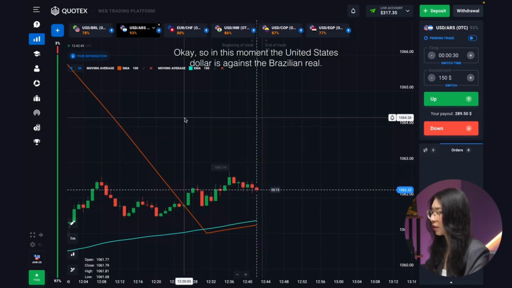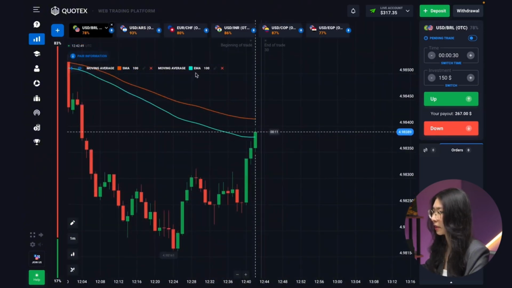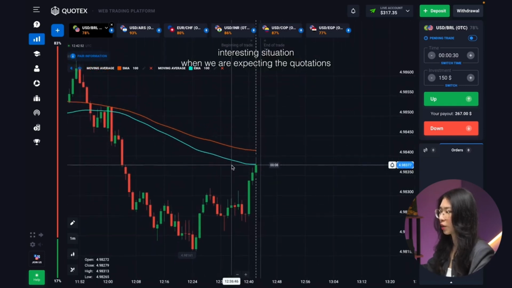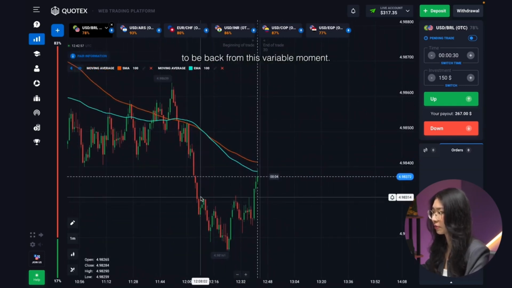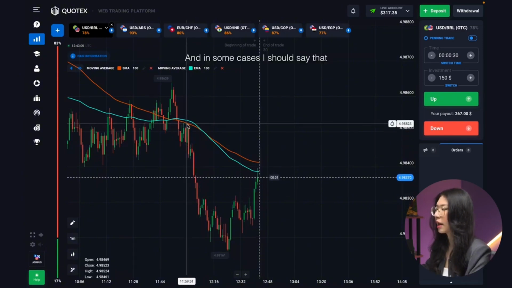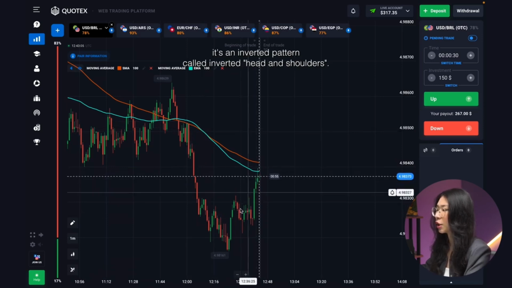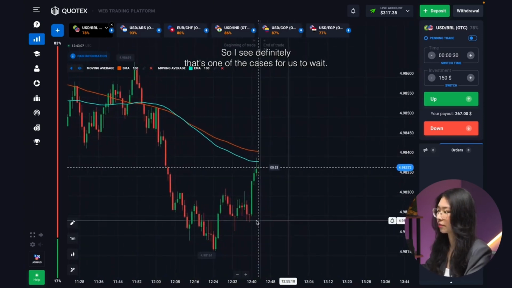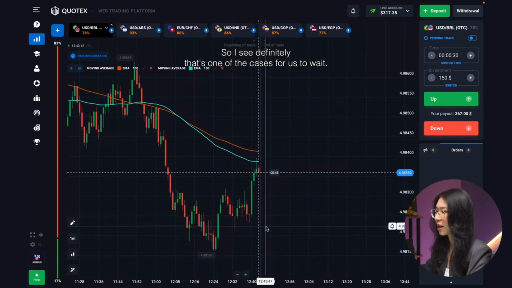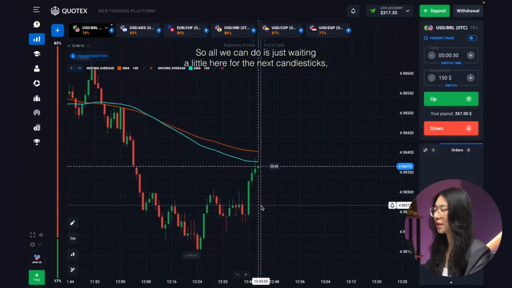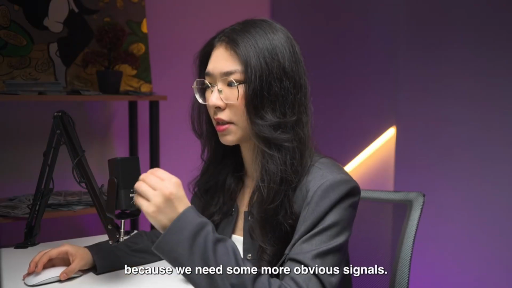And in this moment, it's the United States dollar against the Brazilian real. So that's an interesting situation when we're expecting the quotations to come back from the variable moment. And in some cases I should say that it's an inverted pattern called inverted head and shoulders. I see definitely that's one of the cases for us to trade, and all we can do is just wait a little here for the next candlesticks because we need some more obvious signals.